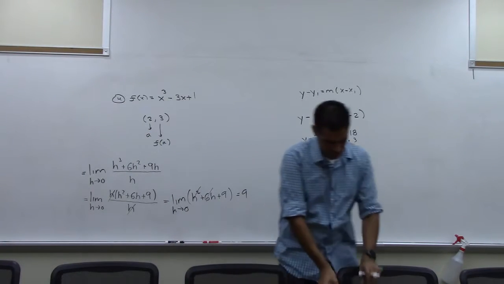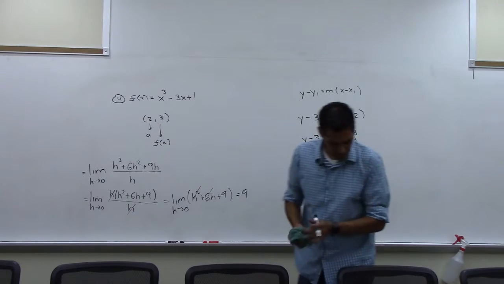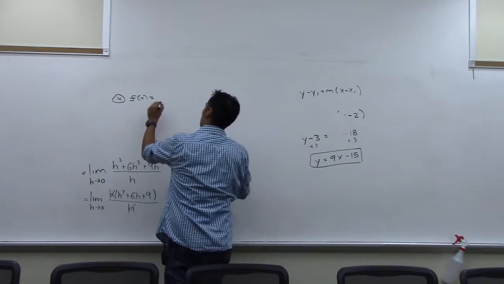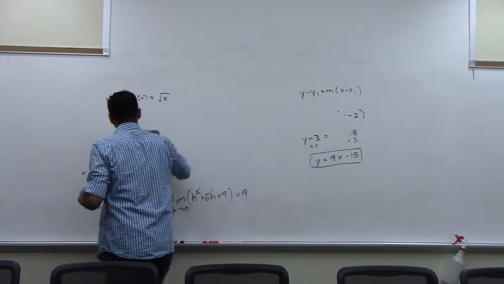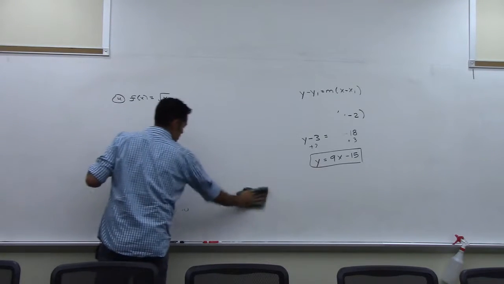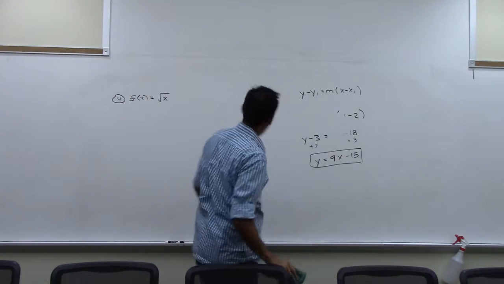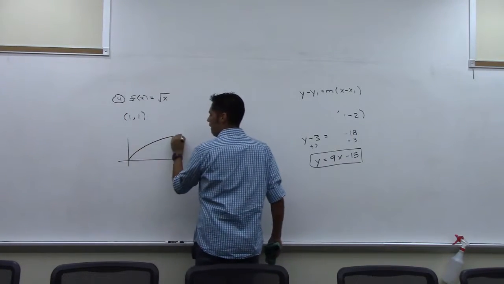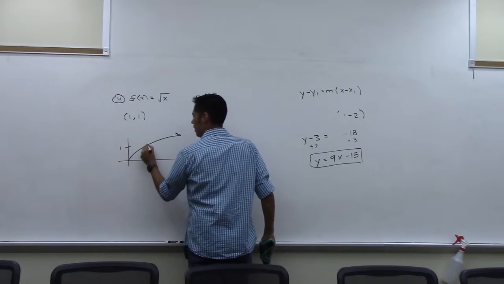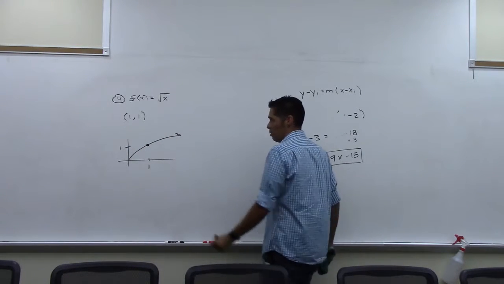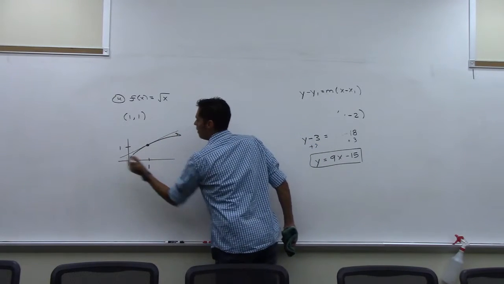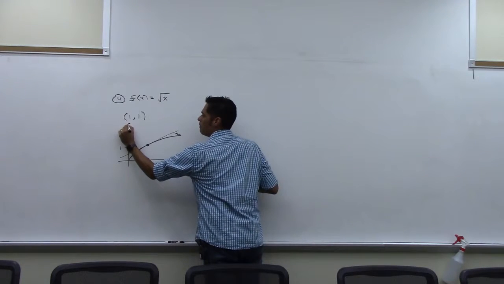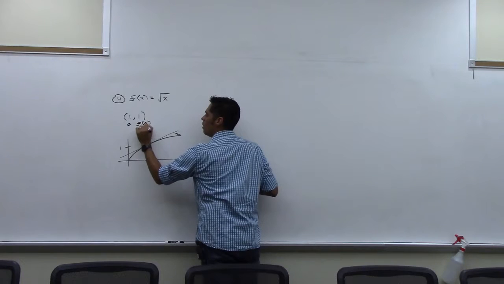All right, that was nice. Let's do 5. 5 is just root x. Doesn't look so bad, does it? And they give you the point, 1, 1. I'm going to draw a little quick picture. Here's the point. We're trying to find the equation of the line that runs tangent to this curve at that point. So remember that a is 1 and f of a is also 1, right?